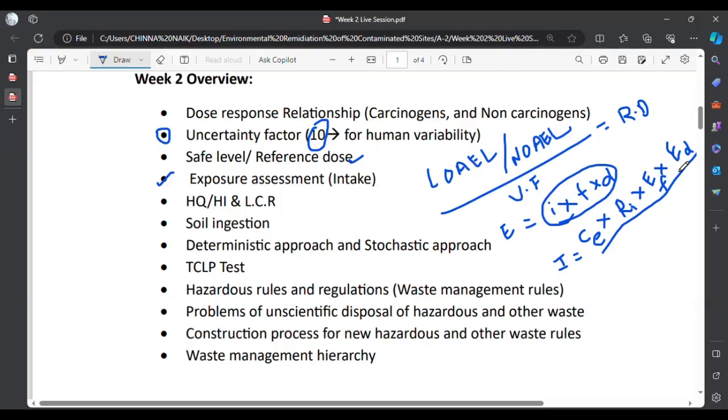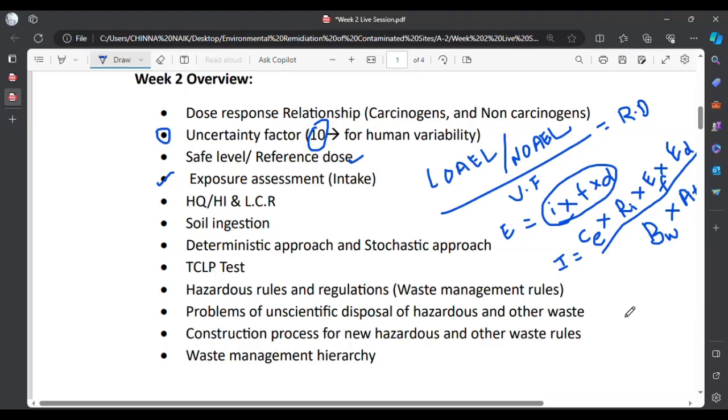ED is the exposure duration. Generally we calculate ED in years. And then BW. What is the BW? Yes, it is the body mass. And AT. So note down all these formulas, so that while solving numericals it might be helpful for you.